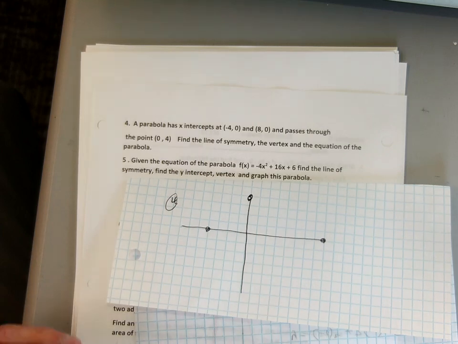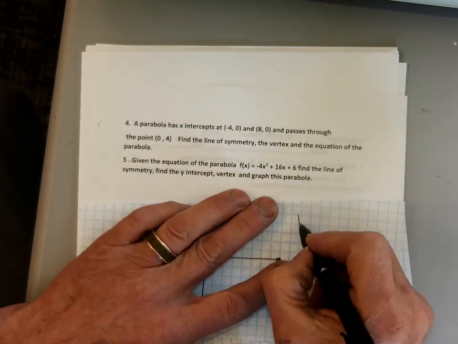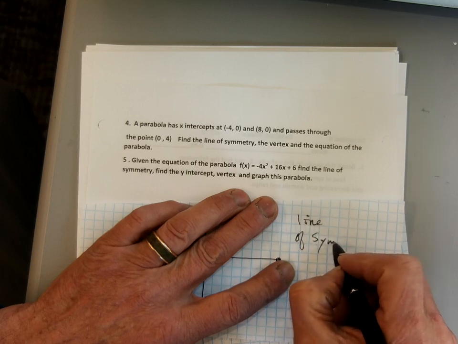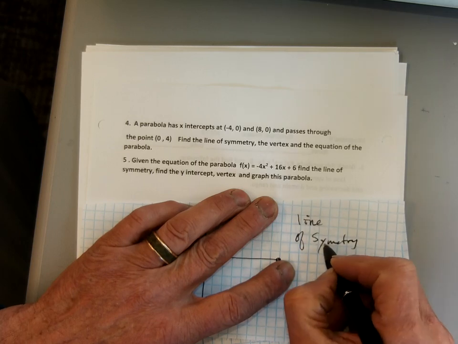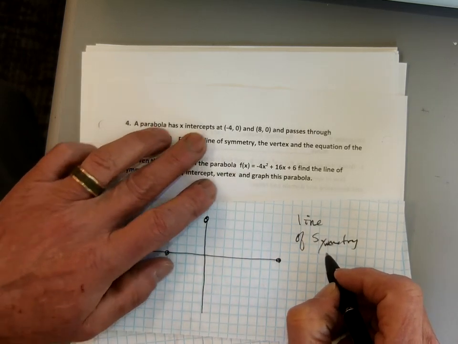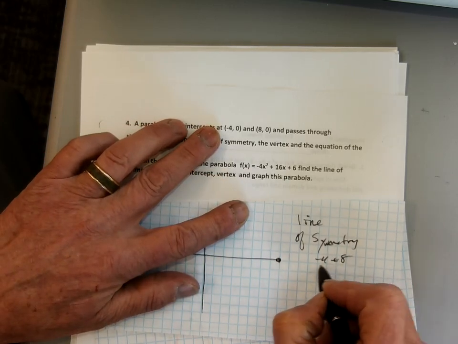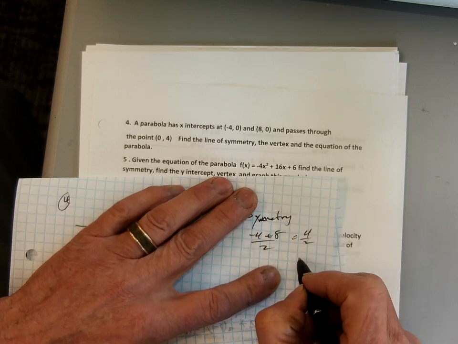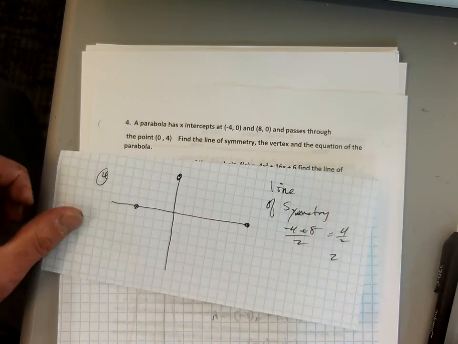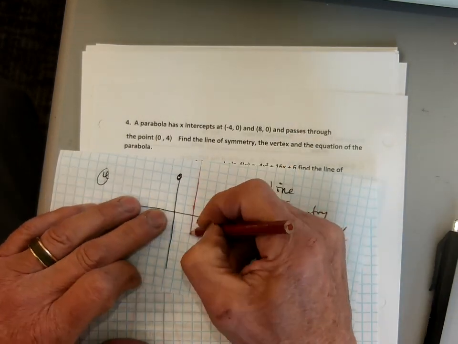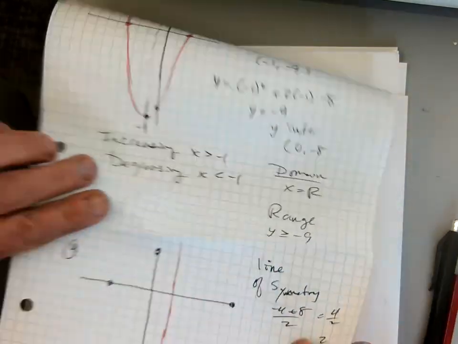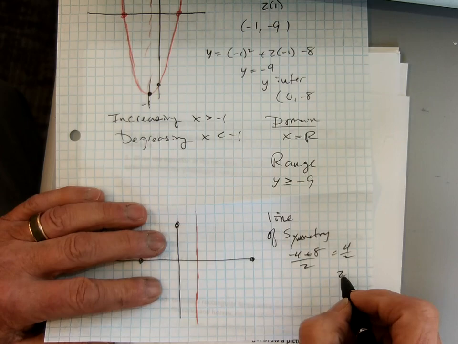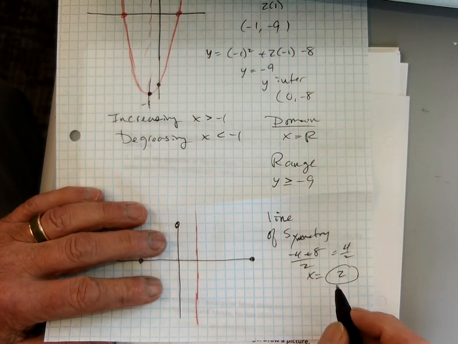So find the vertex. First of all, let's find the line of symmetry. It's going to be simply negative 4 plus 8 over 2, which is 4 over 2, which is going to be 2. So my line of symmetry is at x equals 2, right here. Now the vertex is on there somewhere. I just got to plug that in. So to find my vertex, I'll plug x equals 2 in.